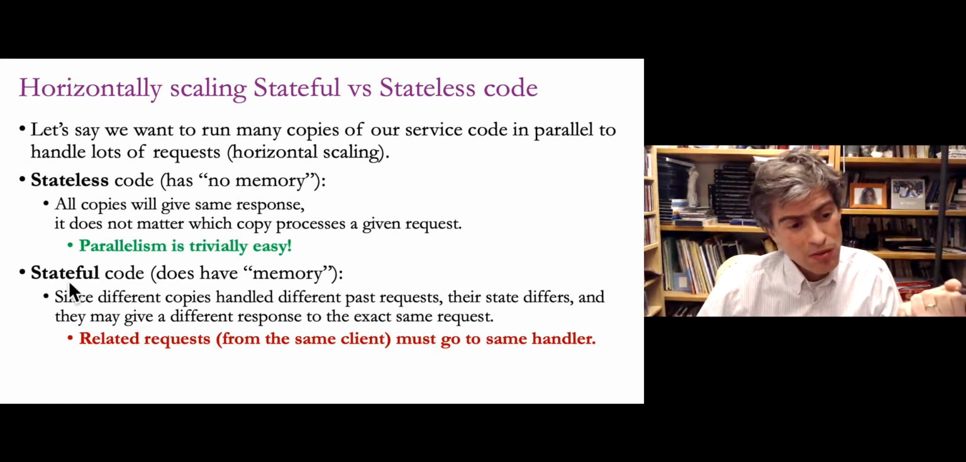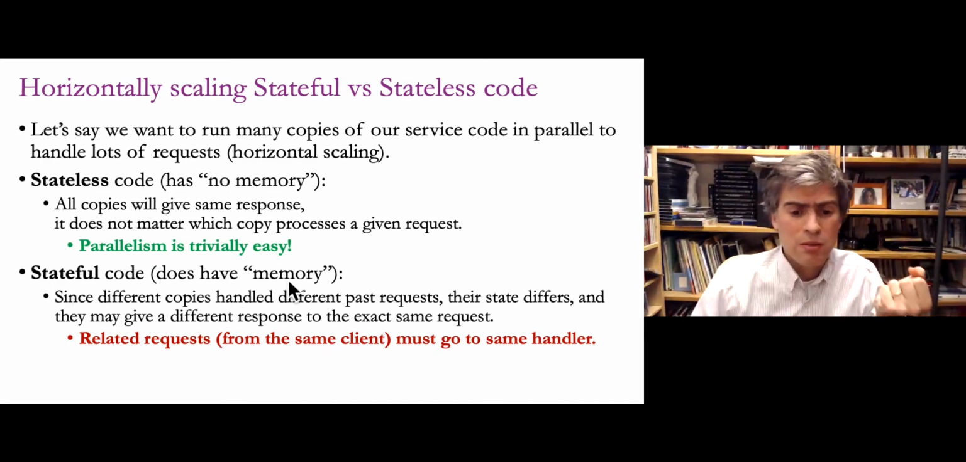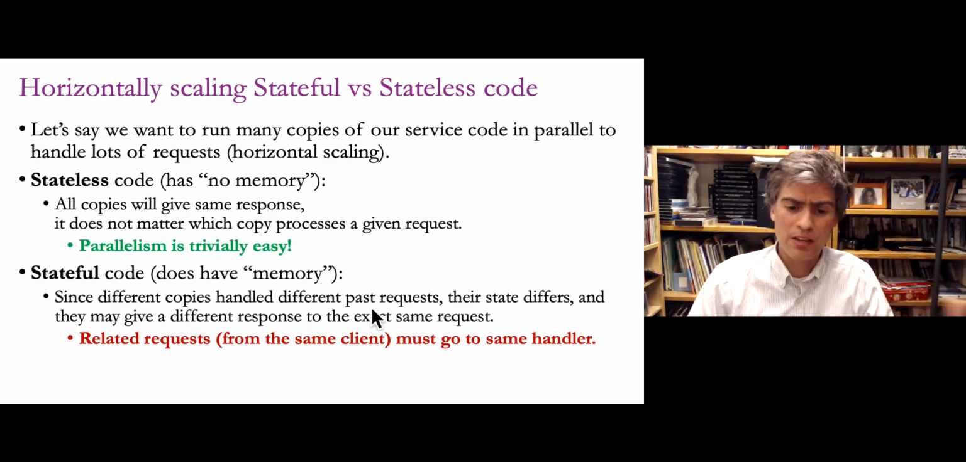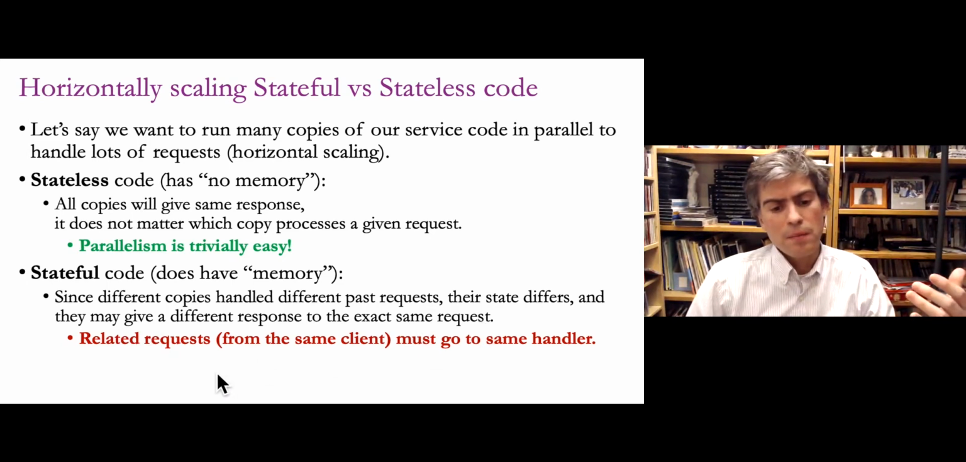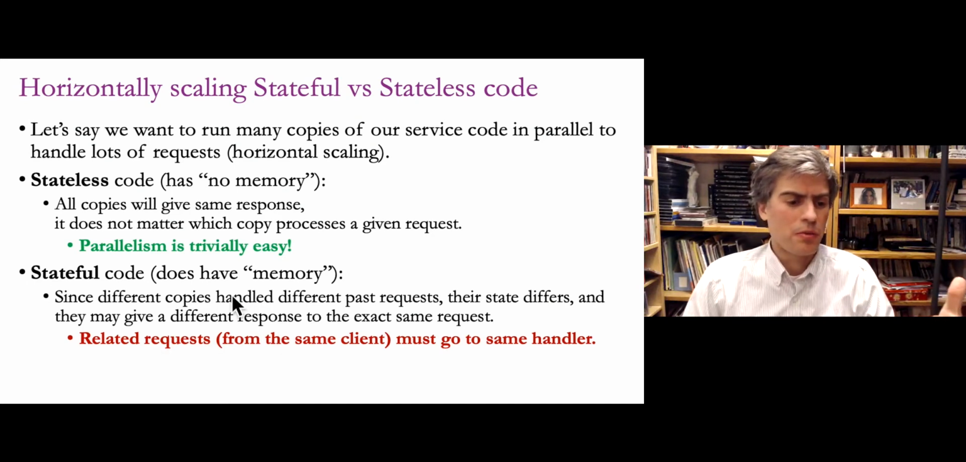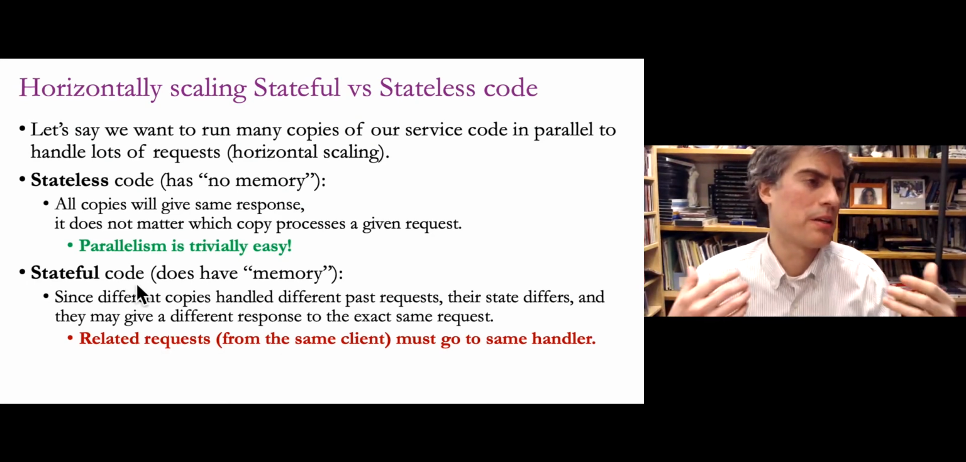The alternative is stateful code, where we do have some memory. The different copies of our code will have handled different requests in the past, and so their state will differ, and therefore they may give different responses to the same request. I'll show some examples of what those might be, but generally, when you have stateful code, what will happen is you're changing state.